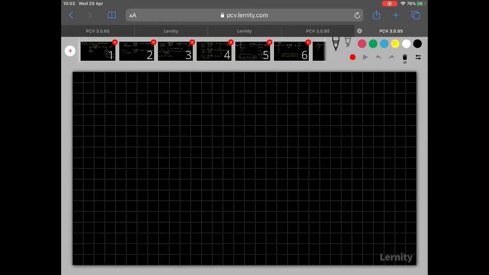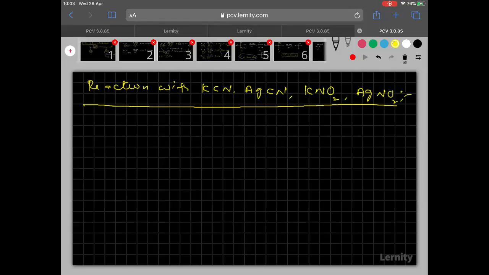This is the most important property. So see clearly here, four reagents are there. What are those four? Reaction with KCN, that is potassium cyanide. Next, silver cyanide. Next, KNO2, potassium nitrite. Next, AgNO2, silver nitrite. Here four reagents are there. This is the most important chemical property.